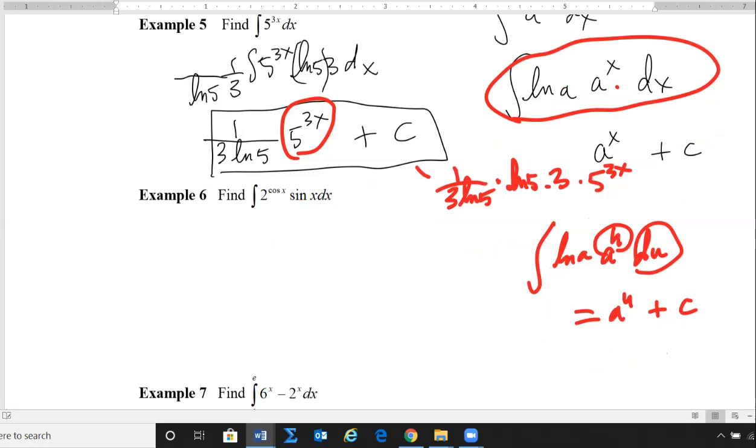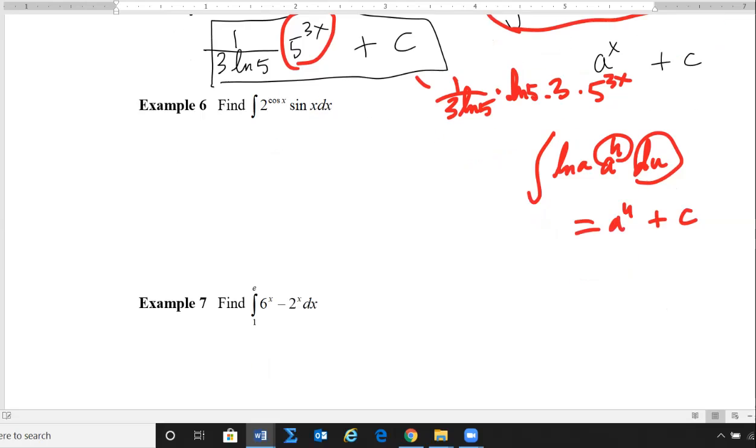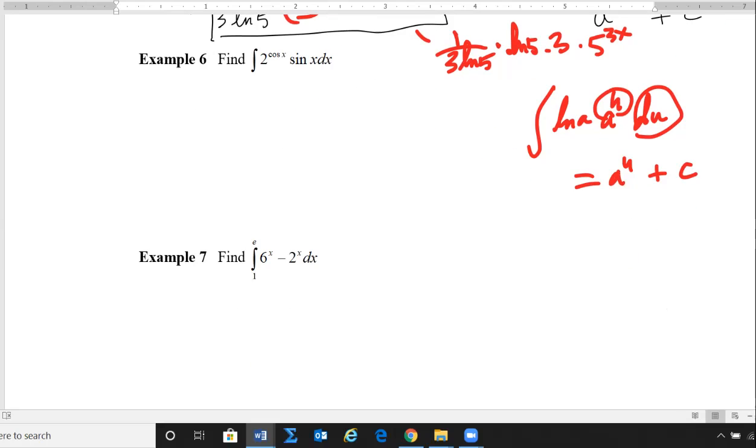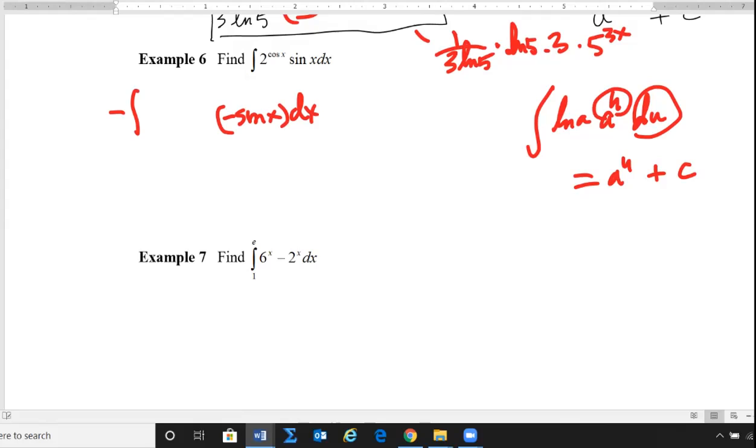Let's look at the next one. This was a kind of short one. Number 6. Okay, so this is in the form a to the u. u is equal to cosine of x. du would be a negative sine x. So what you'll have to do is put a negative and make this negative sine x in here. And then you've got 2 to the cosine of x. And again, you're missing that natural log of 2 in here.